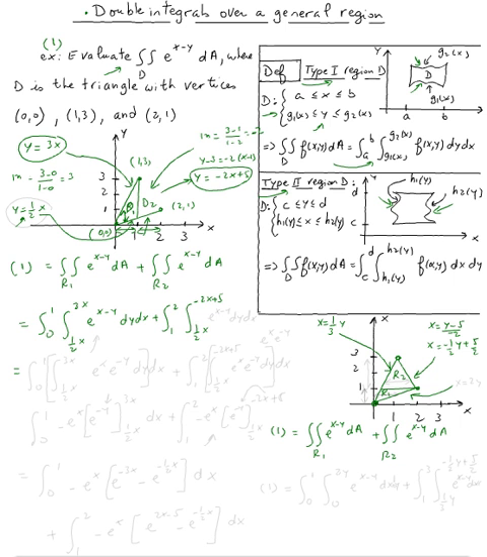Now for the bottom one, where is the bottom one? y equals 1/2 x means x equals 2y. So this will be x equals 2y. Alright, so let's do this. Now for R1, we're starting with y going from 0 to 1.